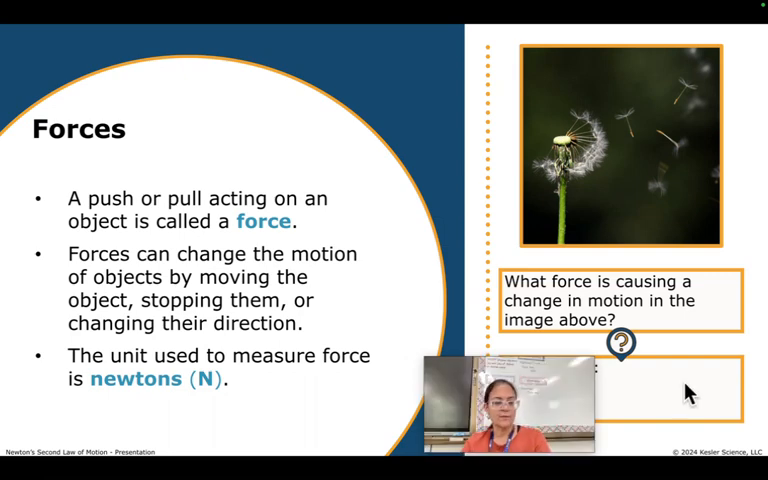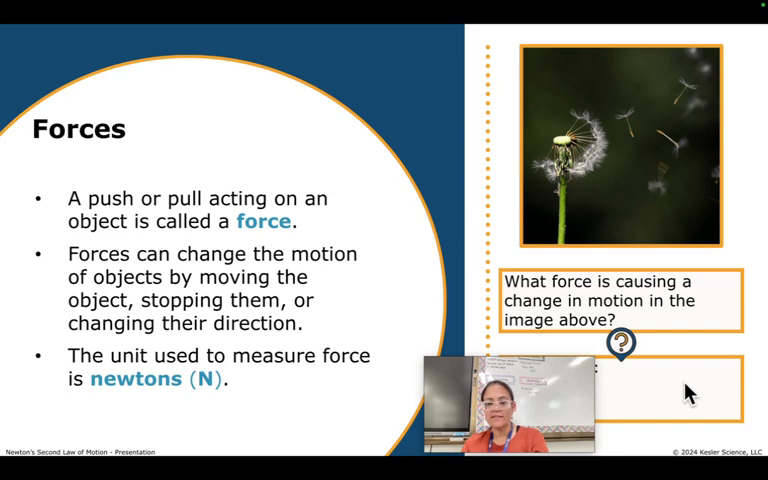All right, so forces. We've talked about this before a lot. A push or pull acting on an object is called a force. Forces can change the motion of objects by moving the object, stopping them, or changing their direction. And remember, the unit used to measure force is newtons, symbolized with a capital N. So make sure you always include your unit. You can't just say the force is 10. You need to say the force is 10 newtons.